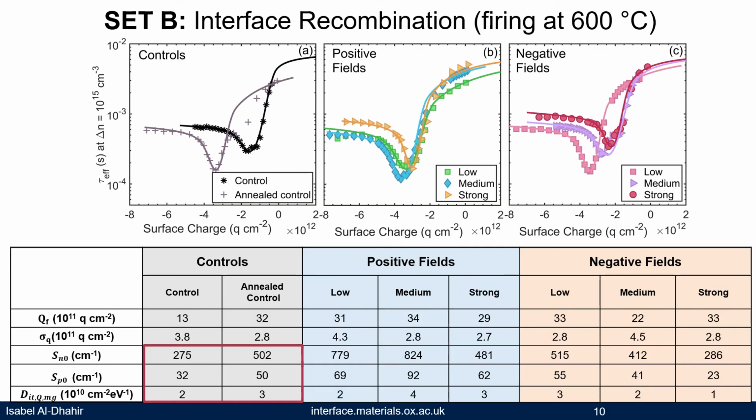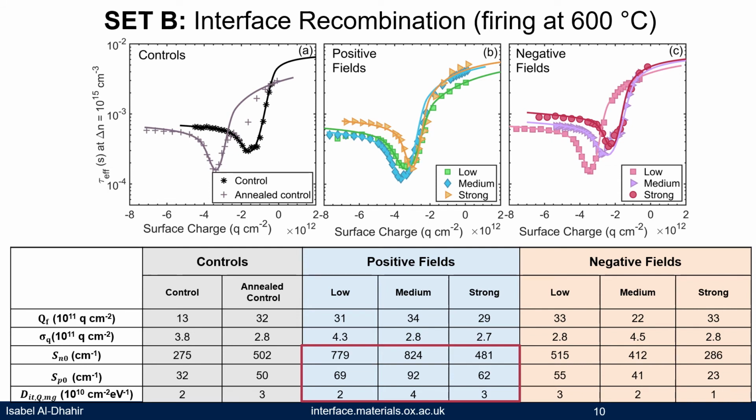We then repeated this experiment on set B substrates. However, firing was now done at 600 degrees Celsius, and we applied a range of positive and negative field strengths prior to annealing. So starting from left to right, we found that again, if we annealed the oxide nitride film without the presence of any extrinsic field, there was a worsening in the chemical passivation. Here, the density of interface states increases from 2 to 3 times 10 to the 10, and there's an approximate doubling of the electron hole capture rates.